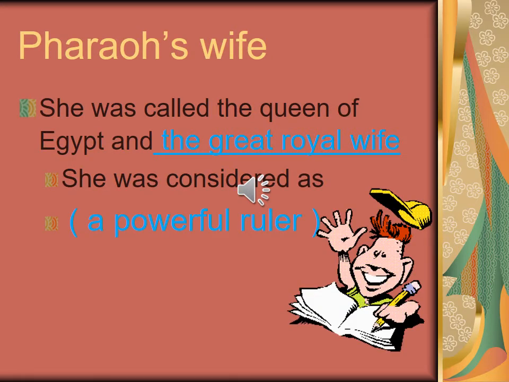As I told you, the pharaoh ruled ancient Egypt. Also his wife played an important role. She was called the Queen of Egypt and also the great royal wife, and the people considered her a powerful ruler.